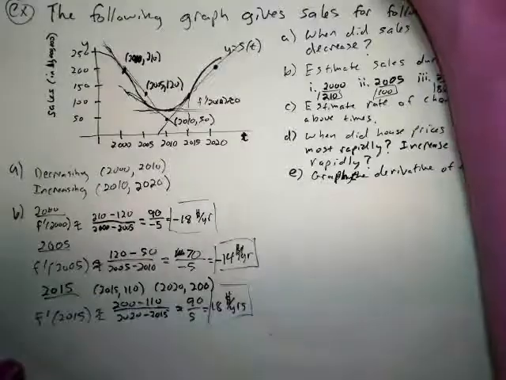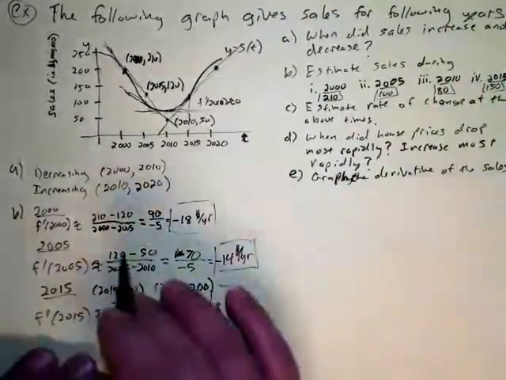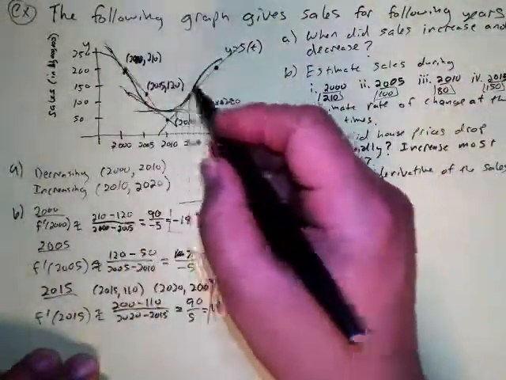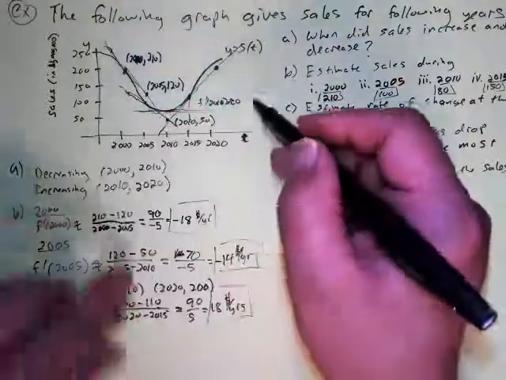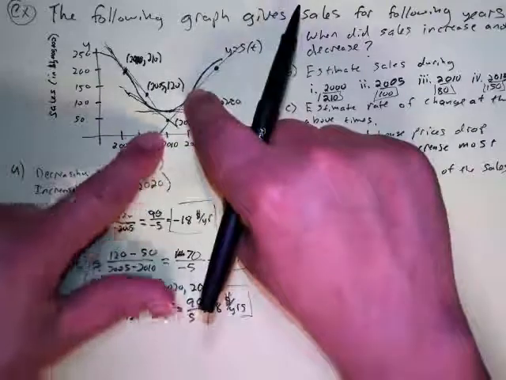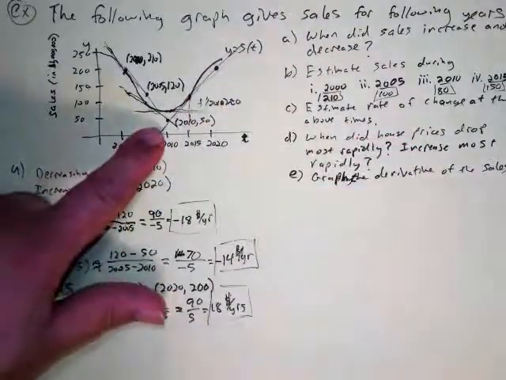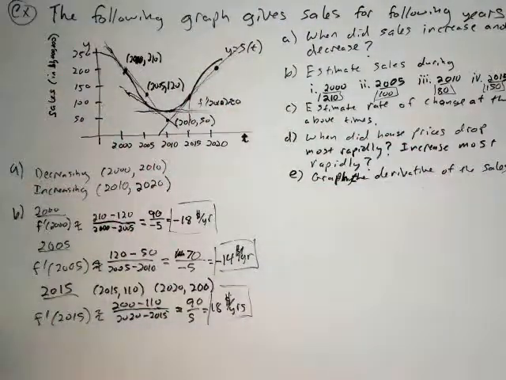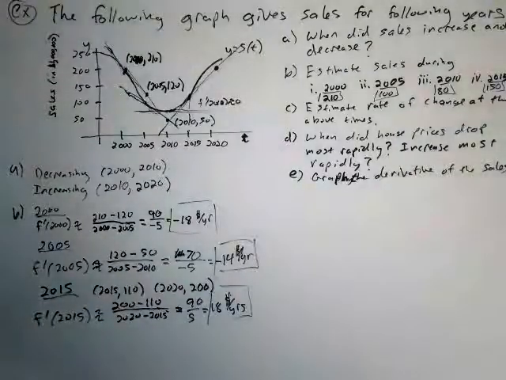Okay. So what I'm doing is I'm estimating the rate of change by drawing a tangent line and picking 2 points on the tangent line, one being the point on the graph, and then another point on the tangent line, and then doing the difference quotient. And that gives me an approximate value of the slope of the tangent line.